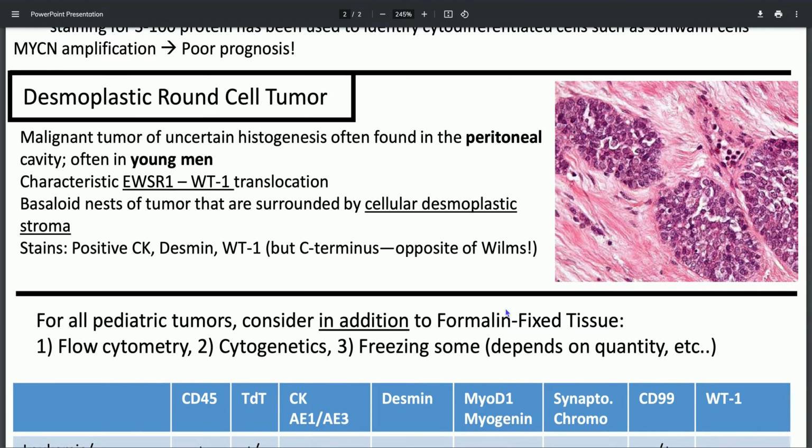Okay, desmoplastic round cell tumor. It's unsure what the cell of origin is for this tumor, but it's often found in the peritoneal cavity in young men. It has that EWSR1, which is chromosome 22, and WT1, which is chromosome 11 translocation, so it's a t(11;22) translocation. Histologically, it's got these basaloid nests of small round blue cells set in a desmoplastic but cellular stroma. It'll be positive for cytokeratin, desmin, and WT1, but it'll be positive for the C terminus, which is the opposite of Wilms.